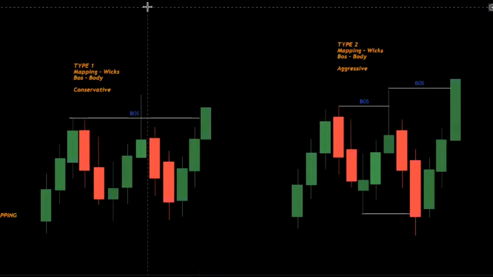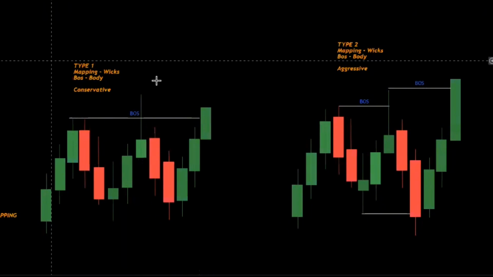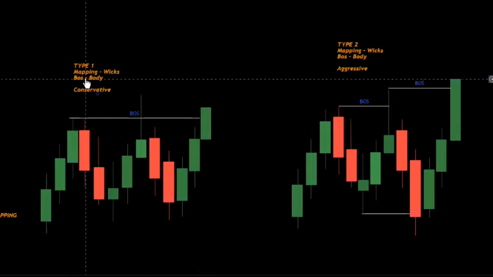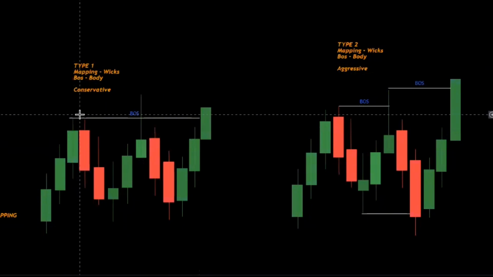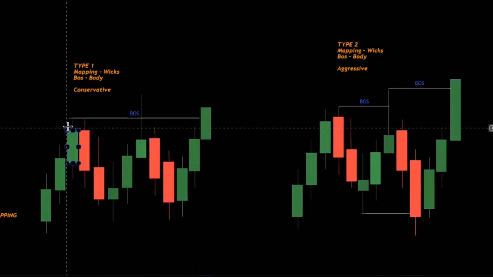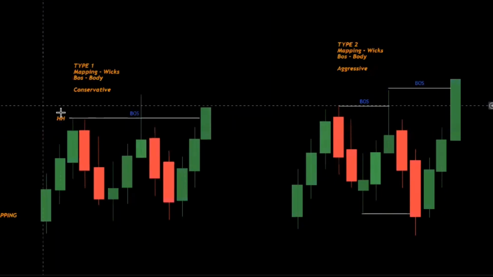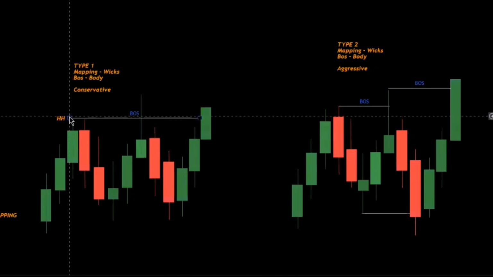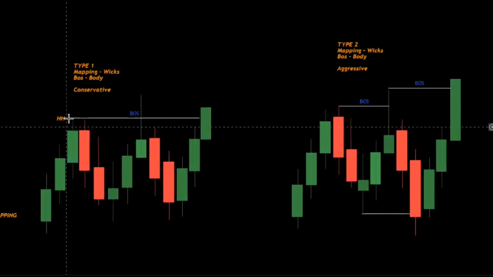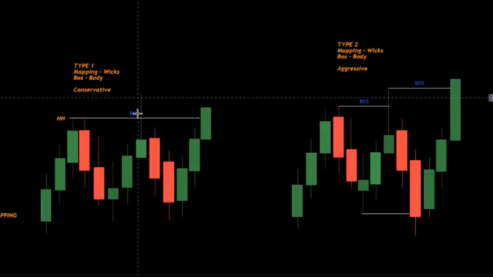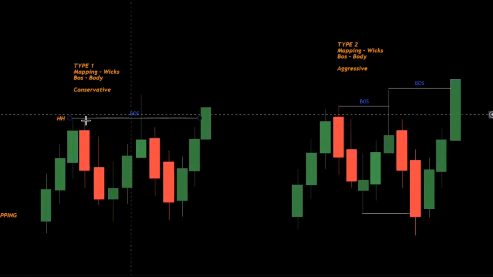Now, if you want to identify a break of structure, the first pattern, which I will recommend, is type 1. You are drawing your break of structure from the wick of the high. So let us assume this is a higher high. You are highlighting your structure from where the wick ended. In this scenario, we had this wick go above this level.